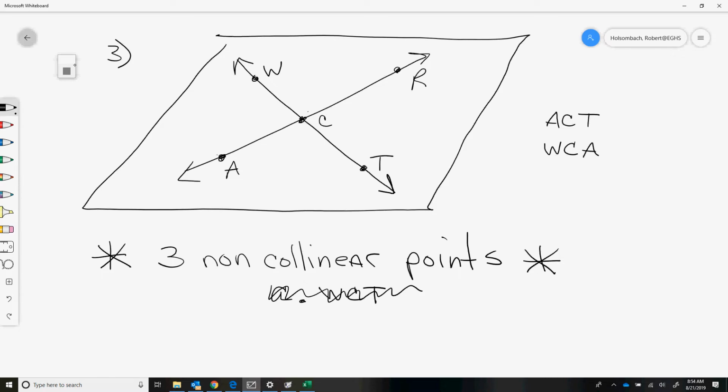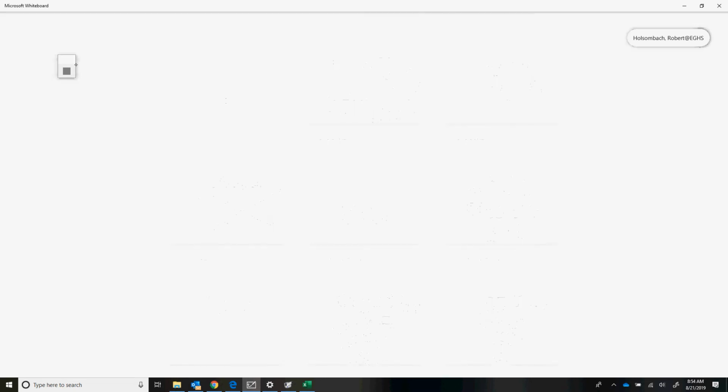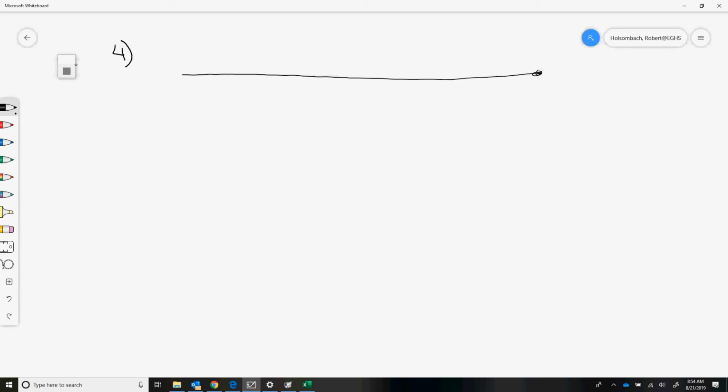Number 4. H is the midpoint of GI. H is the midpoint of GI. So we're going to draw a segment. We've got G and I at the endpoints. And it says H is the midpoint. So H is in the middle. We didn't get a chance to cover this yesterday. If H is in the middle, then GH gets a tick mark and H to I gets a tick mark. Midpoint means the middle. So G to H is the same distance as H to I.